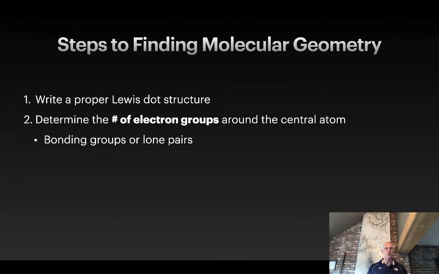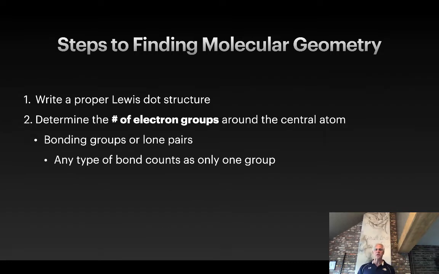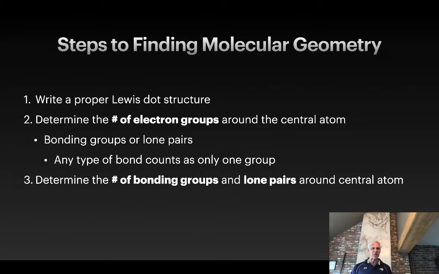Okay, now an electron group can be a bonding group. Now a bonding group can be a single bond, a double bond, or a triple bond. All of those types of bonds just count as one single bonding group. So you don't count it as a different number of groups just for a single, double, or triple. They are all just one group. And then any lone pairs around that central atom also count as electron groups. Now we're only looking at the electron groups around the central atom. We don't count any of the lone pairs that are around the outer atoms, only that central atom.